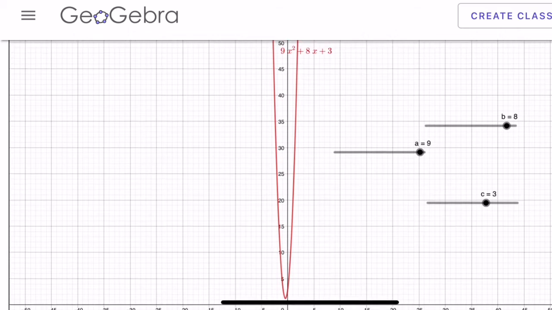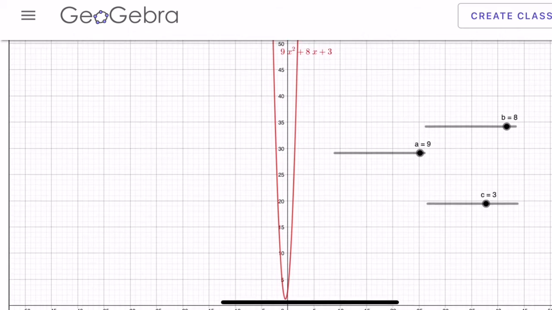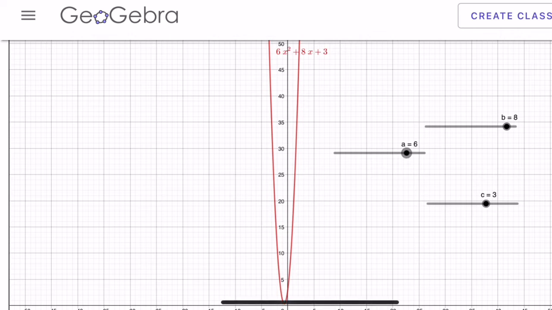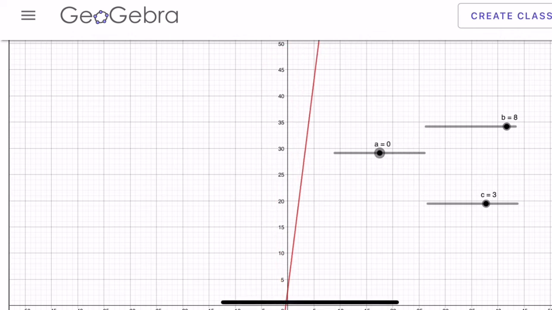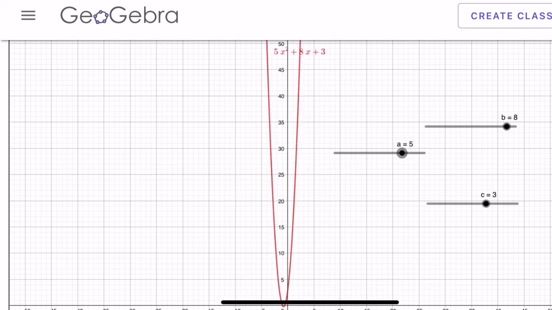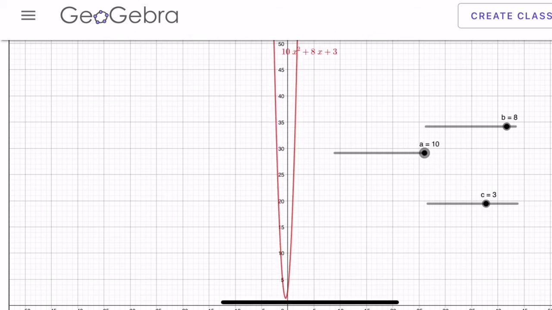Now it's 9x squared plus 8x plus 3. So the a is 9. Now let's observe. I'm going to change the a from 9 to 6. You can observe the shape of the quadratic function becomes wider. The shape will change: it becomes wider if the a decreases. If the a increases, it becomes narrow, right?